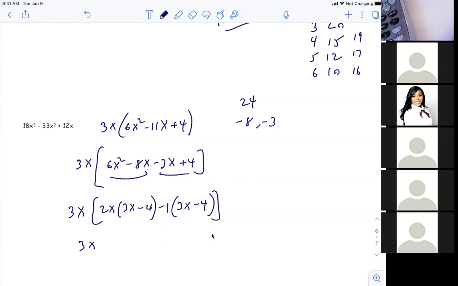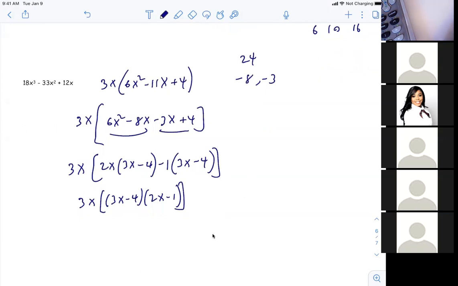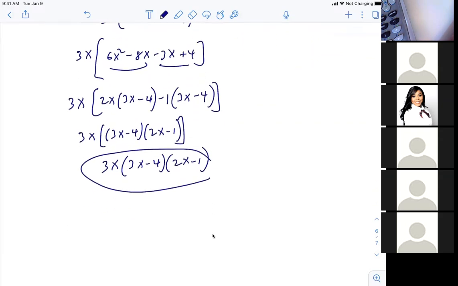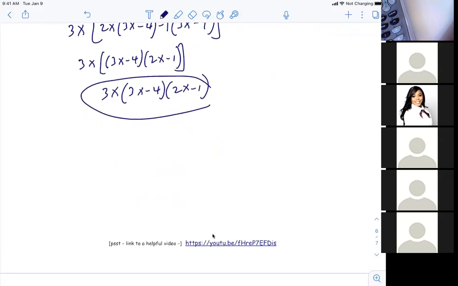And what have we got when we're all done here? We've got 3x minus 4, 2x minus 1. And once we're there, we no longer need the big square bracket, so I'll just write 3x minus 4, 2x minus 1. And that's done. Even with that big clunky GCF. All right. I think that's the last example.